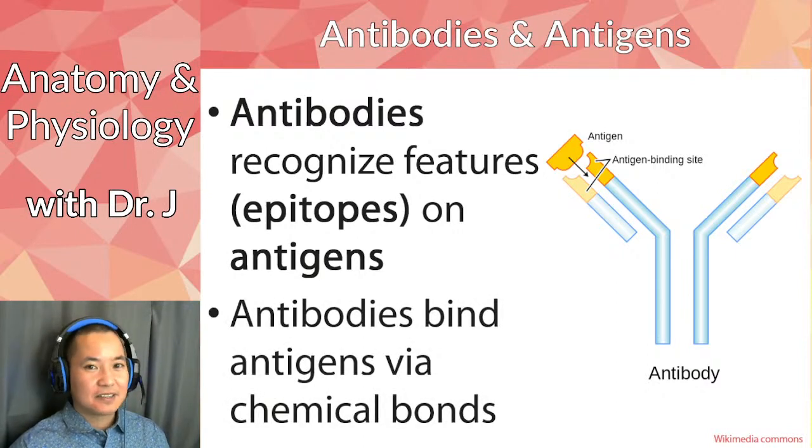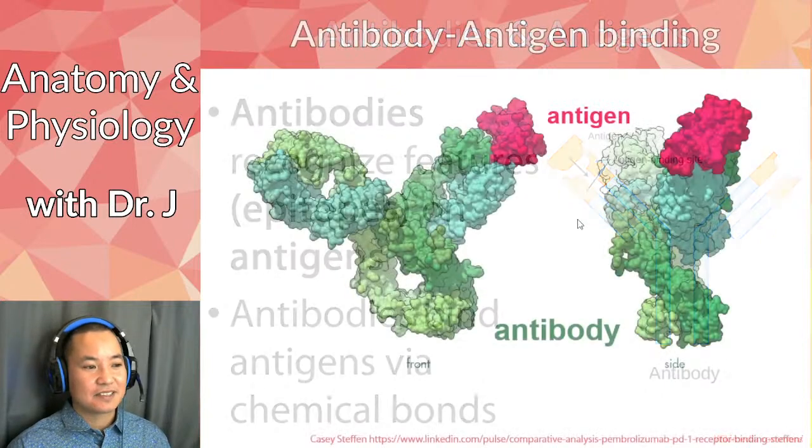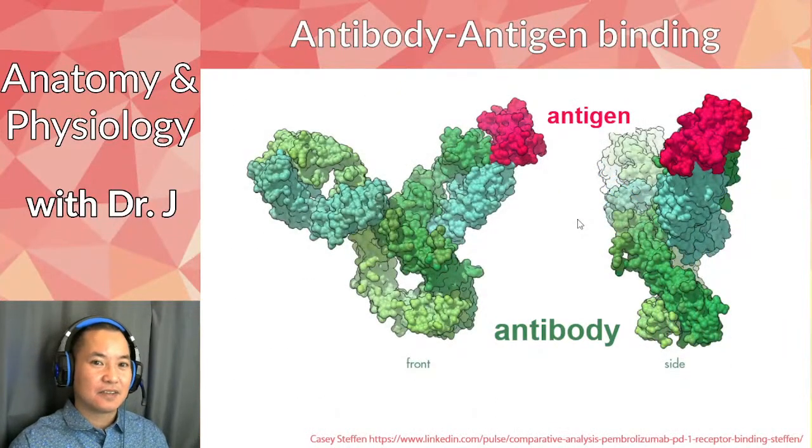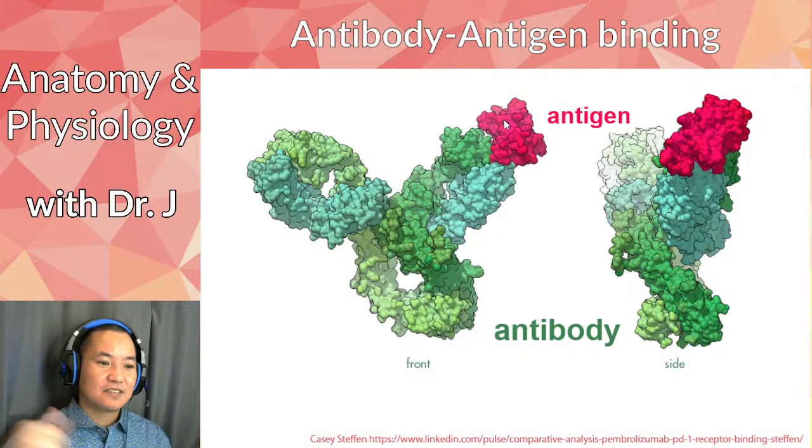So how do they bind it? Well, they bind via chemical bonds. It can be ionic bonds. It can also be what we call van der Waals forces. Just like hormones bind to receptors, it fits into a little pocket that's meant to cradle the antigen. So again, this is looking at the antibody and the two surfaces it binds to, and we're seeing an antigen fitting into that binding site of an antibody.